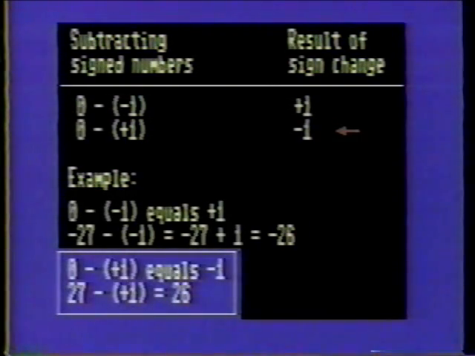In the latter example, the contrary is represented. 0 minus positive 1 is negative 1. As before, it does not imply that the final result will be negative. Note the following example. 27 minus positive 1 is positive 26. In order to clarify these concepts, let's look at a graph of a thermometer.